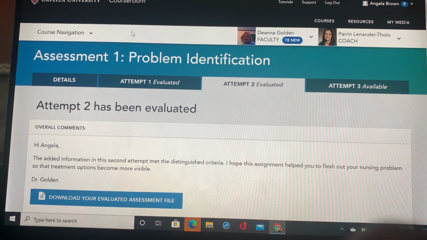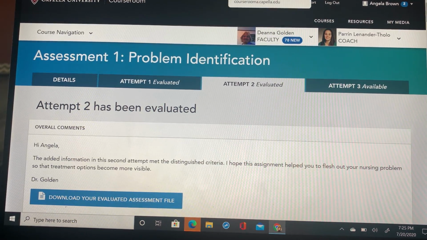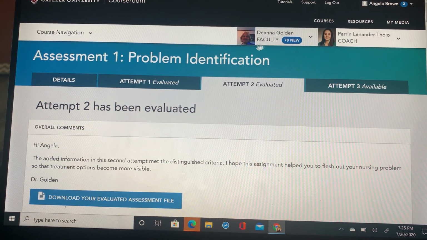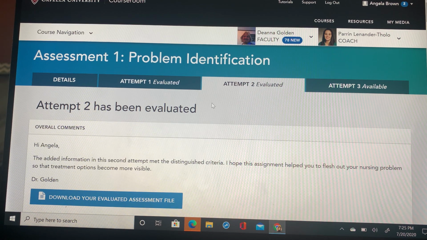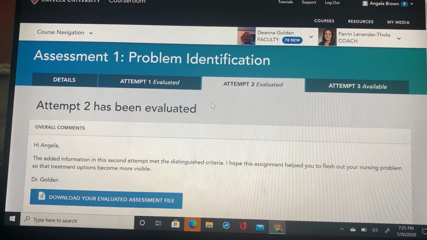So, the instructors that I recommend, I like Deanna Golden, and I like her because of the specific feedback that she gives you to improve your paper. She asks you a lot of questions, and you don't have to answer all the questions. You can pick one, you know what I mean, and then add that to your paper.